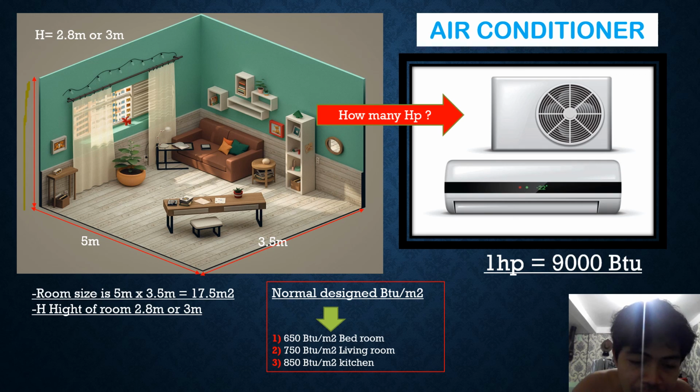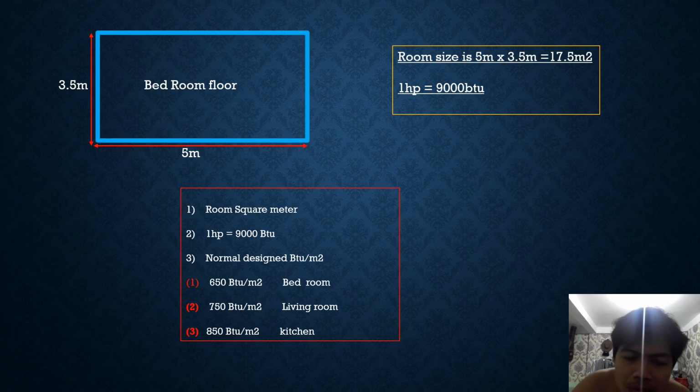Okay, I will do a calculation for this room. Here we have 5 multiplied by 3.5, and this condition is for the bedroom. So this is the floor area, multiplied by 5 multiplied by 3.5, and this condition is for the bedroom. You have to know about this condition. It is for the bedroom here.